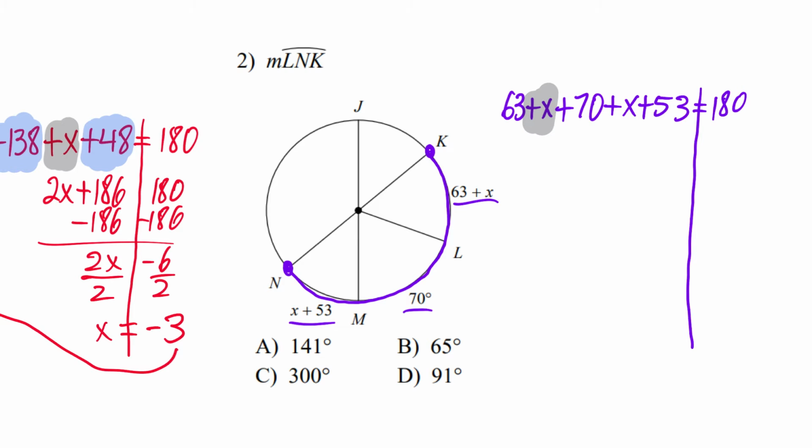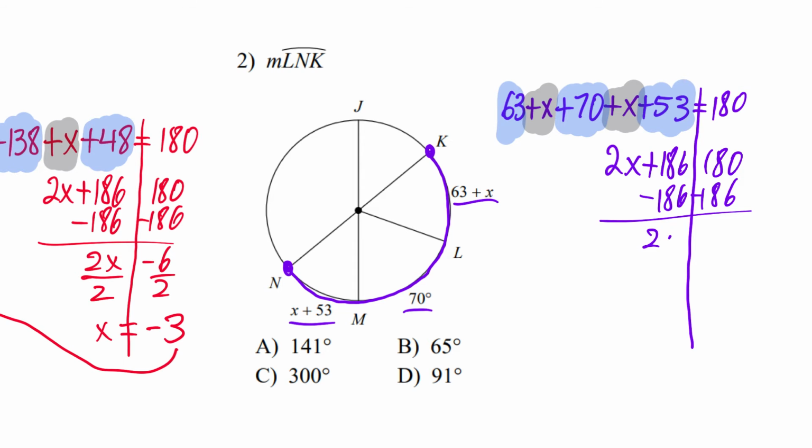All right, I'm going to combine like terms. I have x and x, so that's 2x. And then 63, 70, and 53. This what? 186? Yeah. Okay. I don't know if that's going to be that way every time. 2x equals negative 6, so this ends up being the same thing there. x equals negative 3.